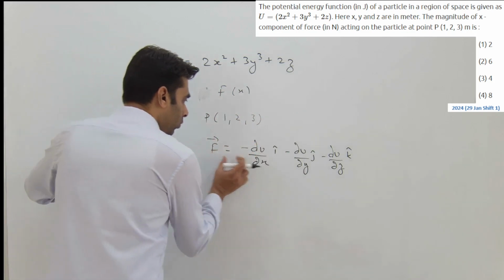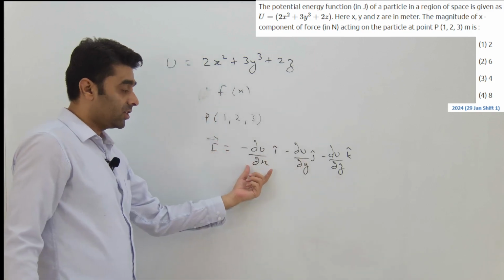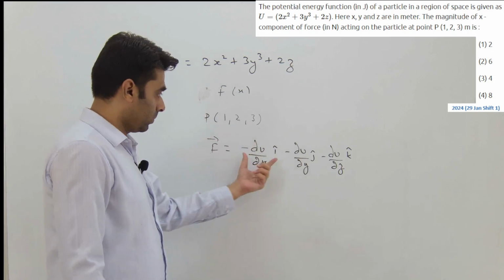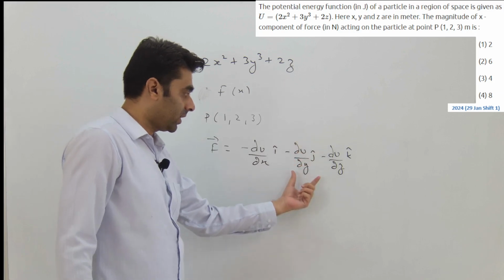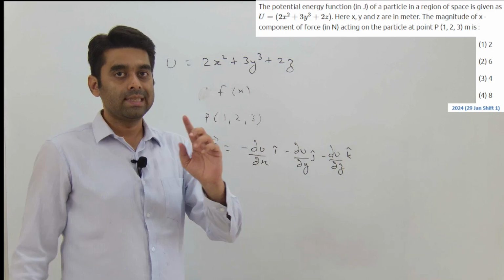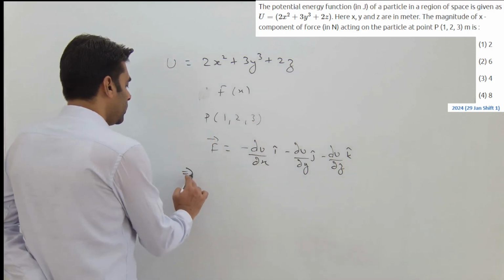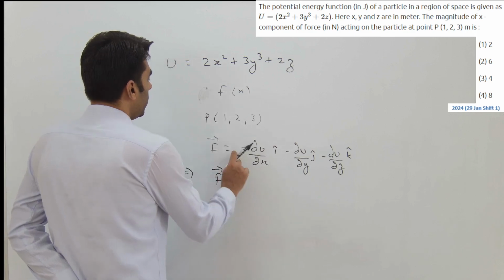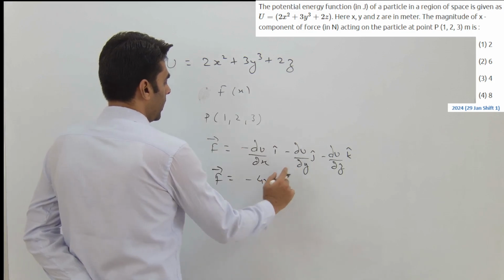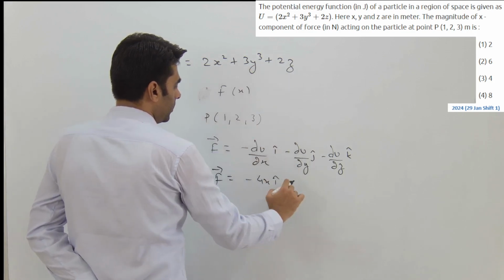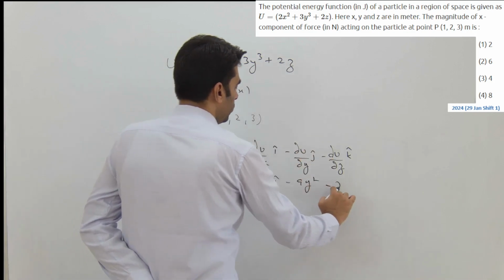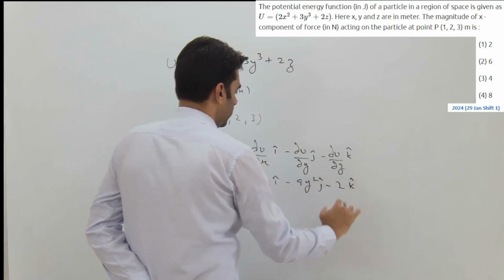So this is our force from potential energy. The partial differentiation of potential energy gives us force: partial differentiation of u with respect to x, with respect to y, with respect to z. So let's do this. Force, partial differentiation of this will come out to be minus 4x i cap. If we do this, this will be minus 9y square, minus 2 k cap. Over here j cap will also be there, right?